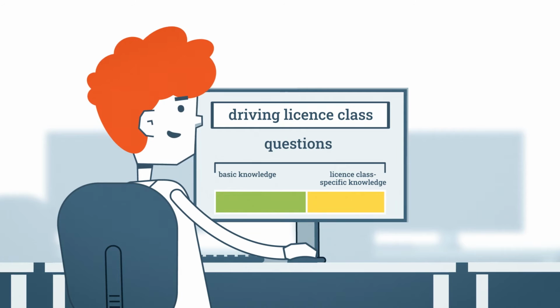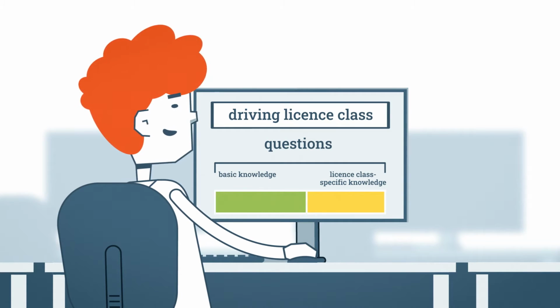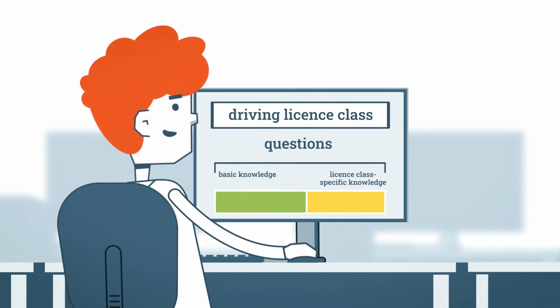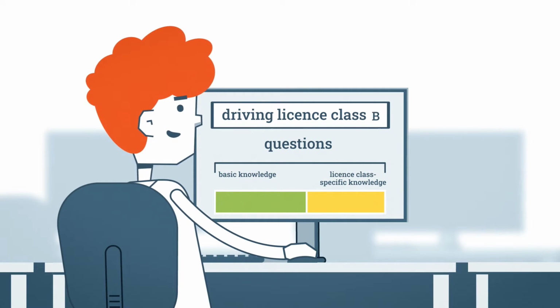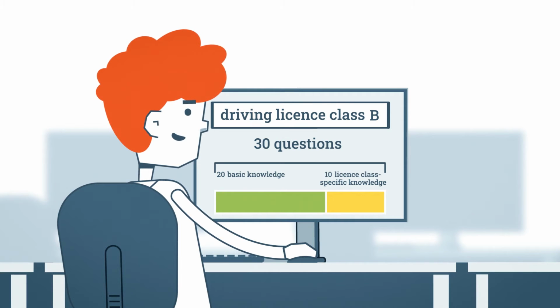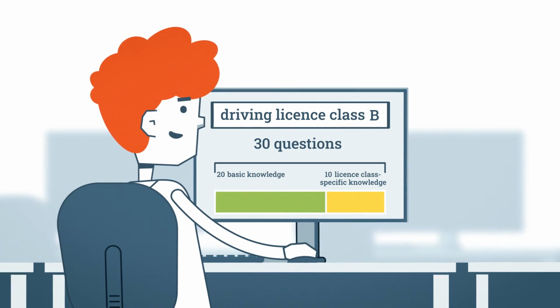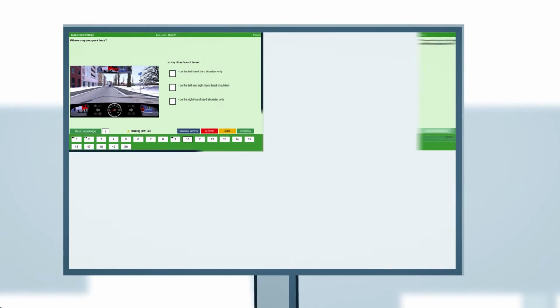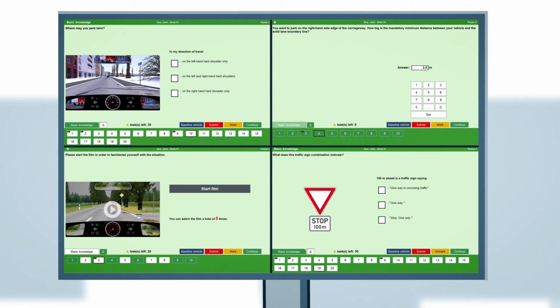The part with the class-specific questions includes a different number of questions depending on the driving license class which is required. For example, the first examination for a Class B license consists of 30 questions, 20 of which are from the basic knowledge and 10 of which are from the additional knowledge for Class B. The candidate will be provided with sufficient time to answer the questions. The examination will utilize questions with different question formats which the candidate is familiar with from the examination preparation.